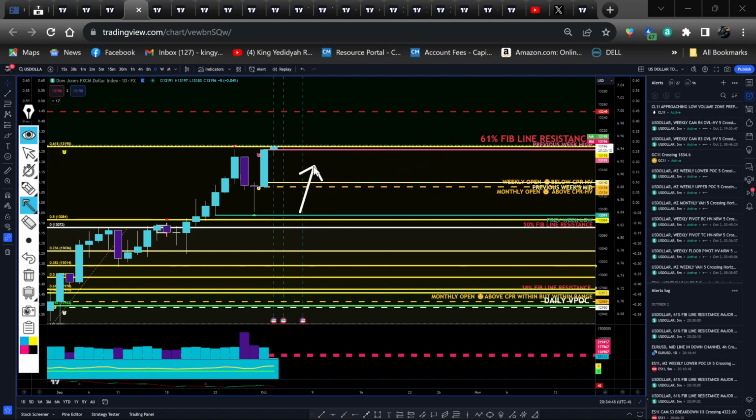So right now we have to have some initiative buyers here to push price above this 61% fib resistance line right here. That's basically it for the US dollar. That's what it has to do, or it's going to pull back, right?